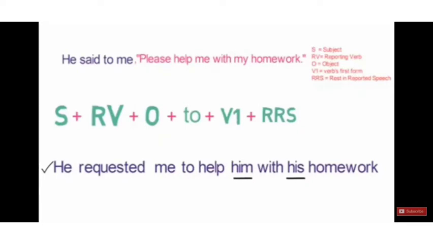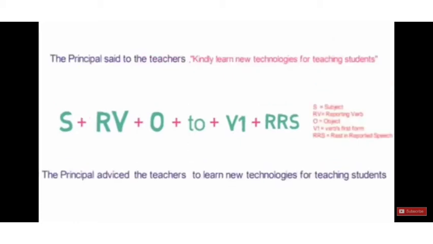And we should use the object me. And next we use the conjunction to and we add the verb first form. The rest of the remaining sentence is him with his homework. Notice here, students, we have to change the first person pronoun as per the subject. The final sentence in the indirect form is: he requested me to help him with his homework. Next we see another example.